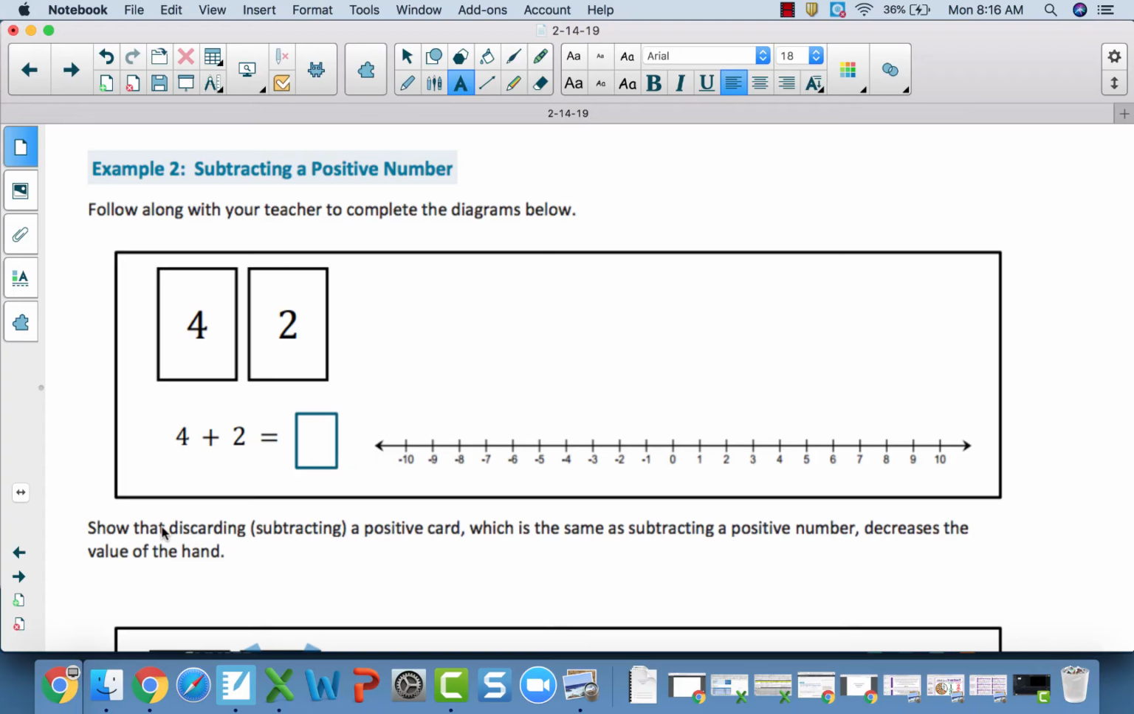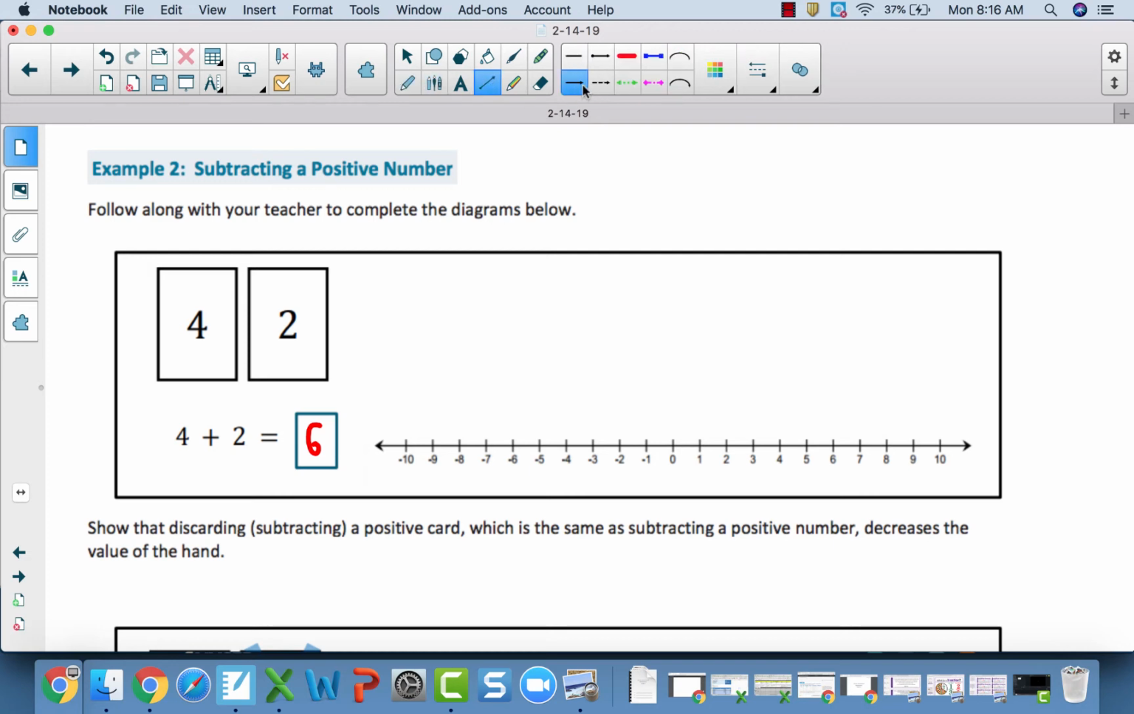All right, now we're going to take a look at an example. So we have these two cards. Let's say we pulled these playing the integer game. We got a 4 and a 2. Now, 4 plus 2 is obviously 6. Don't need to be a rocket scientist to figure that one out.